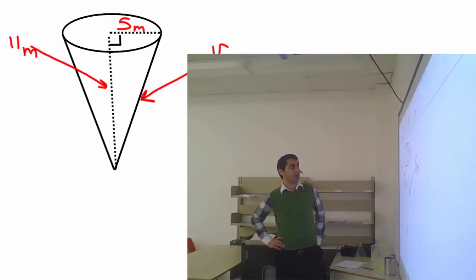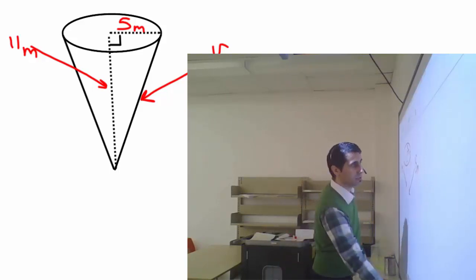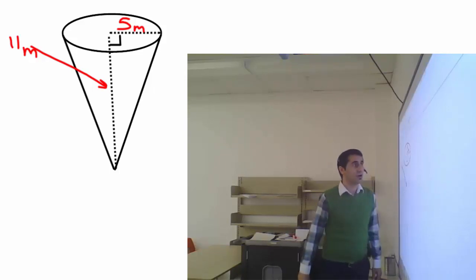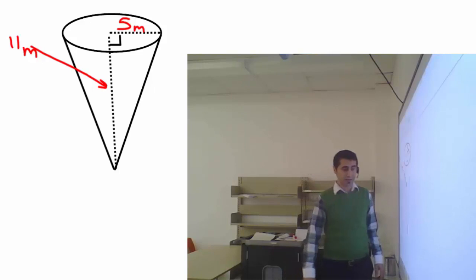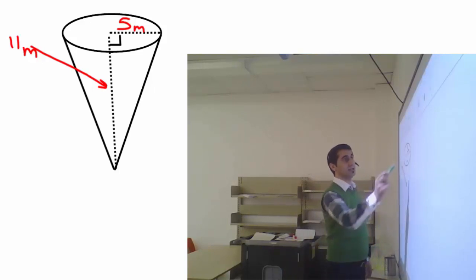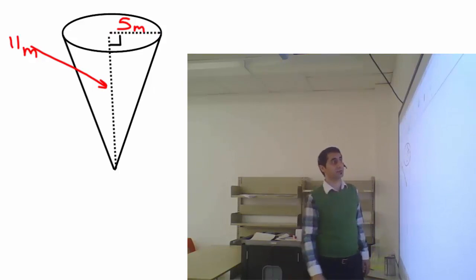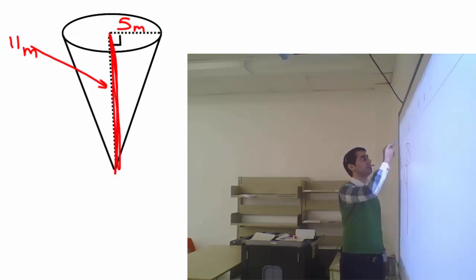Okay, now how do you calculate the volume of a circular cone? First, this doesn't have to be given to you. Let's get rid of that. You have to know two things. Number one, the radius, which is given, and number two, the height of the cone.